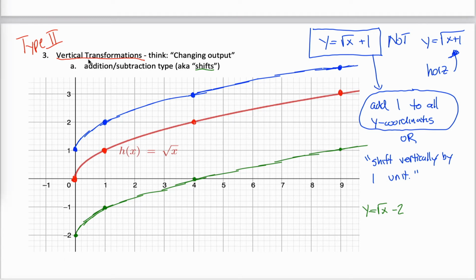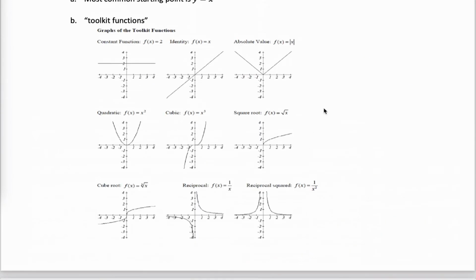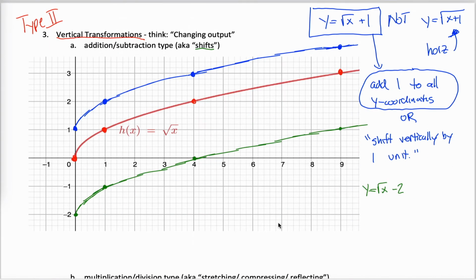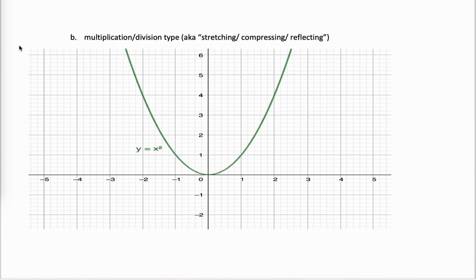In the next example, I want to stick with vertical transformations because that's all I'm going to do in this video, but I want to move on. Instead of talking about type 2, I want to talk about type 1. So maybe you remember when we talk about vertical transformations, there's type 2 where we're adding and subtracting, but then there's also type 1 where we multiply and divide. Strange as it might seem, we're now ready to move on from type 2 to type 1. So here's our type 2 example. Here's our type 1 example.